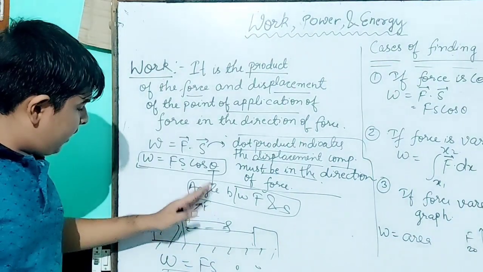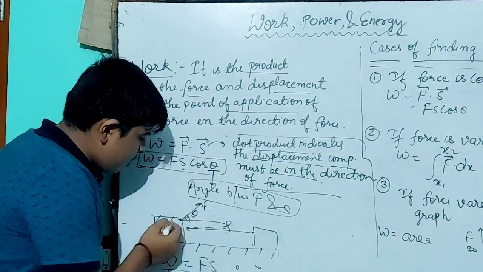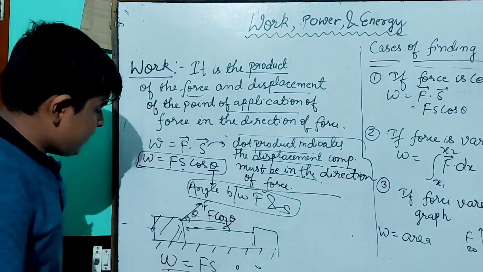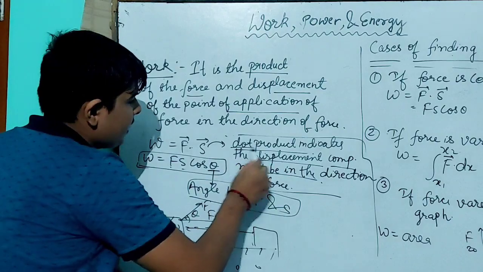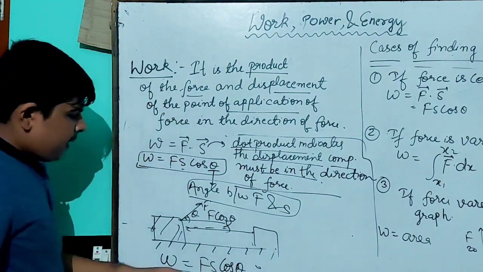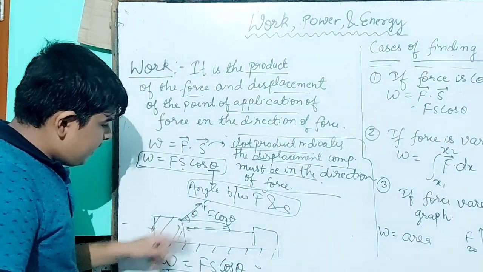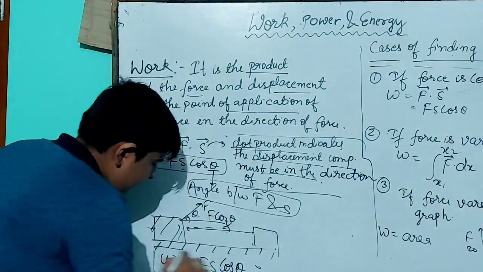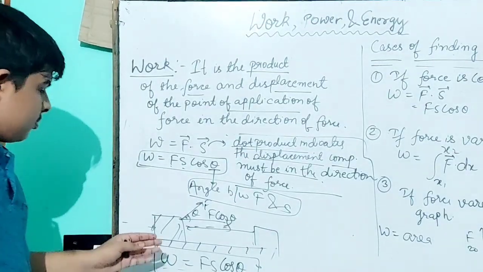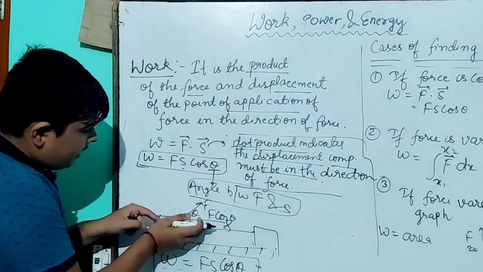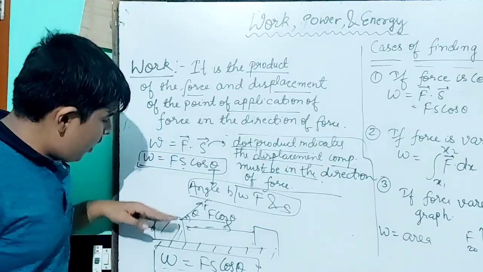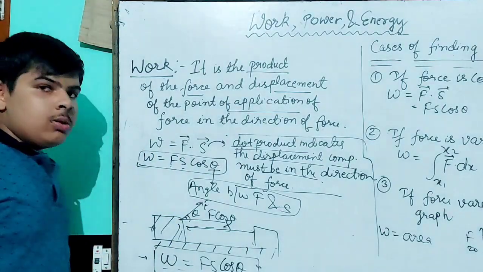By the resolution of the vector, this component becomes F cos theta. So F cos theta into displacement, as I have written about the dot product here. So it becomes F s cos theta. So the work done here is F s cos theta simply, where theta is the angle. I have resolved it in the direction of the displacement. So it becomes W is equal to F s cos theta.